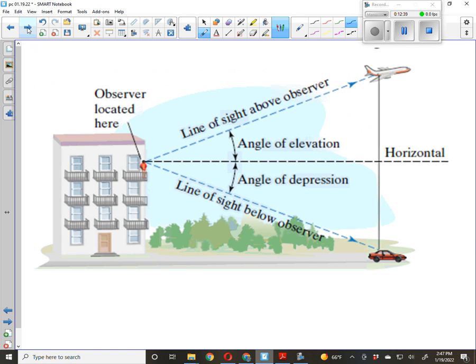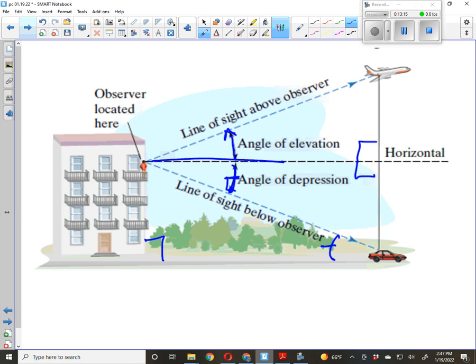Couple of concepts for word problems. Anytime you have a line of sight, the angle of elevation will always be looking up. The angle of depression will always be looking down. The right triangle, depending on where you're going to be, is here or here or here. Pay attention to it. If it's angle of depression, quite often you'll notice that because of a rectangle, alternate interior angles are congruent, so these two angles will be congruent.